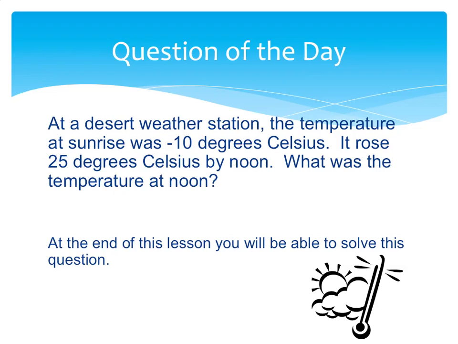Here's a question of the day, and what you'll find is by the end of this lesson you'll be able to solve this question. At a desert weather station, the temperature at sunrise was -10 degrees Celsius. It rose 25 degrees Celsius by noon. What was the temperature at noon? So again, our goal is to review this at the end of the lesson. We'll come back to this exact same question and see how you did.